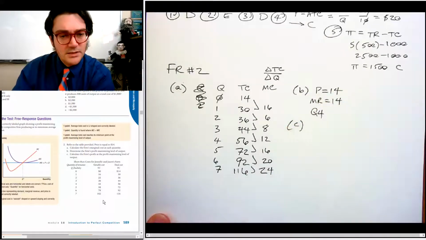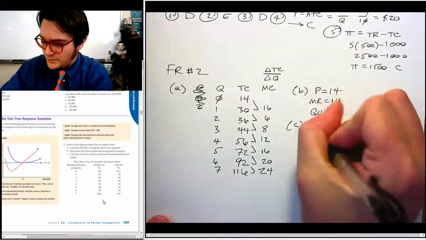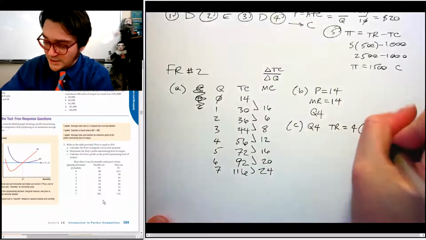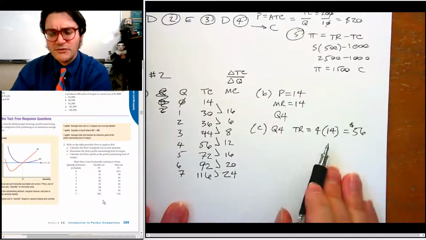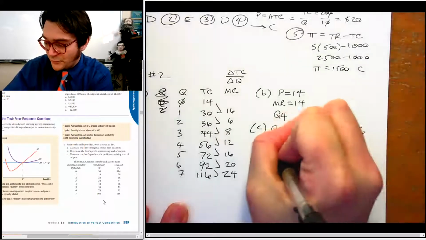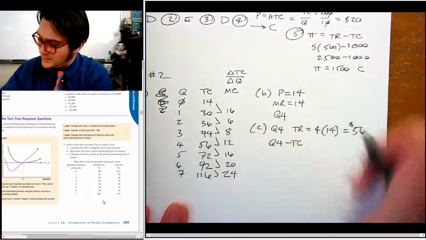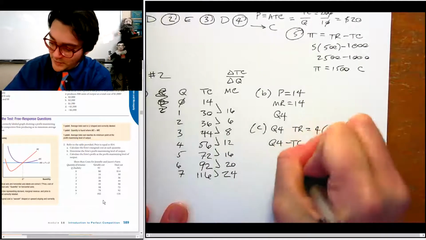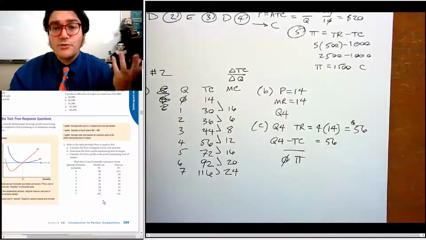So C, calculate the firm's profit at that level of output. Okay, so at Q4, TR is equal to 4 times 14. So that's $56. 4 times 10 is 40 plus 16 is 56. And so total cost at Q4, it gives it to us as 56. So it's right here, 56. Oh, so they have 0 profit. That's the answer there. So they're actually earning normal profit, and that means they're in a long run equilibrium.